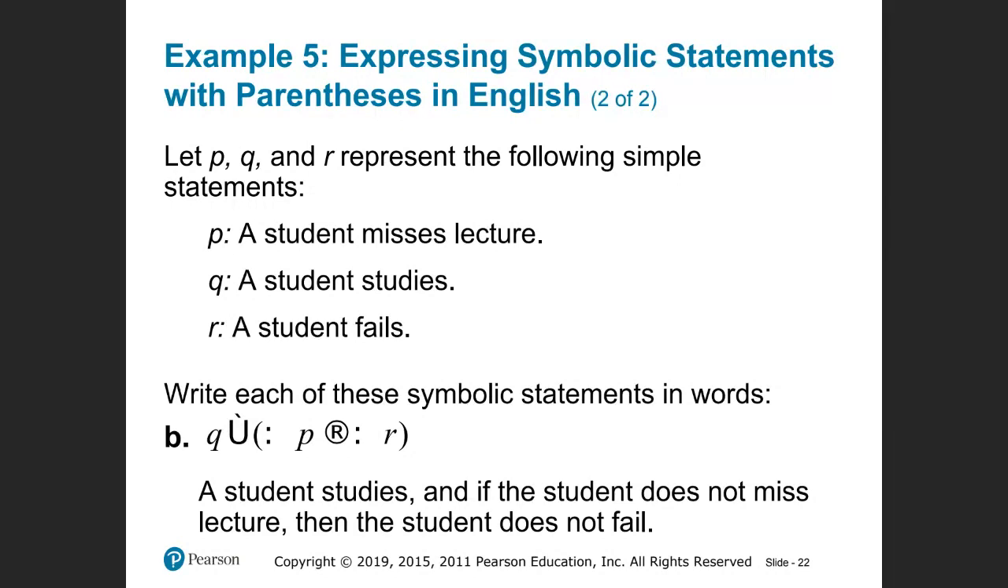We're changing this up just a little bit. P is a student misses a lecture, Q a student studies, and R a student fails. We want to write it in words. This time, the parentheses are around the last part of the combined statement. So a student studies is Q, and then we've got and. Now we've got the parentheses part. If the student does not miss lecture, that's going to be a not P, then the student does not fail, which would be not R.